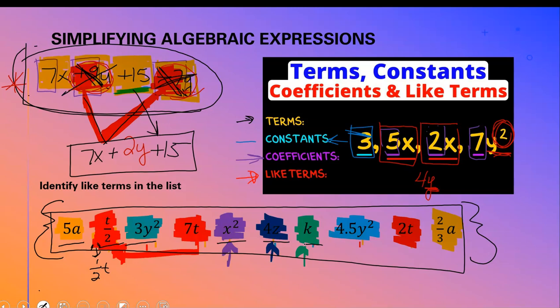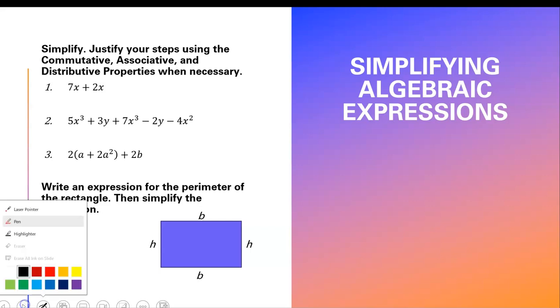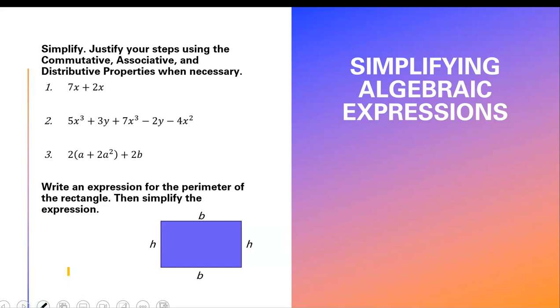All right. Now that we've practiced identifying like terms, let's practice using that knowledge to simplify expressions. Here we go. Okay, get that highlighter. Simplify. Justify your steps using commutative, associative, and distributive properties when necessary is the key.